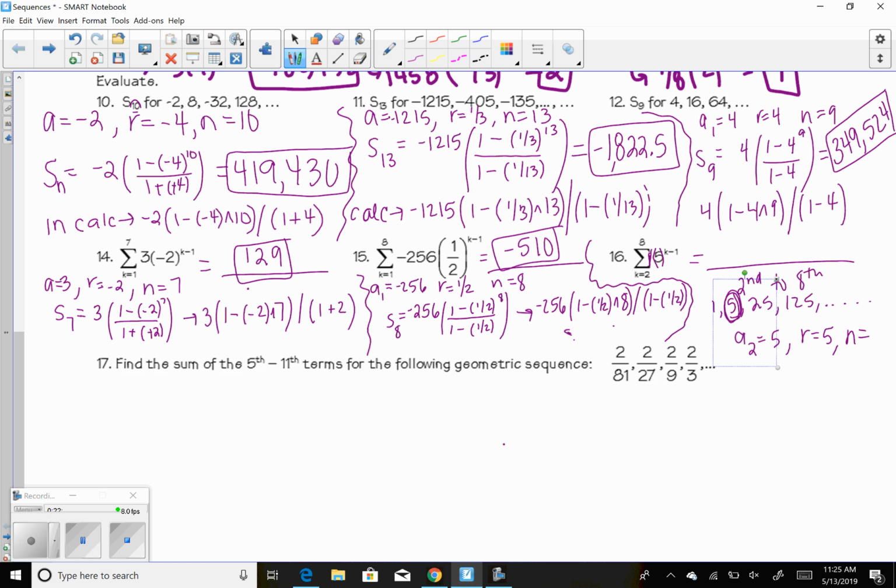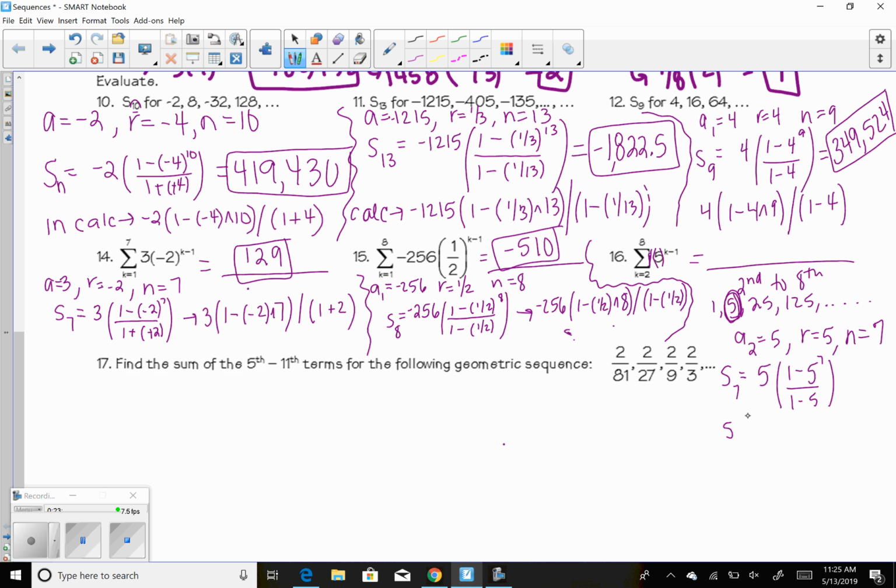The 2nd term, the 3rd term, the 4th term, the 5th, the 6th, the 7th, the 8th. Your N is actually going to be 7 total terms. All right, so we plug in S7 equals what I start with. It's not the first term of 1. It's actually the 2nd term of 5, times 1 minus R, which is 5 to the 7th power, because N was 7, over 1 minus 5.